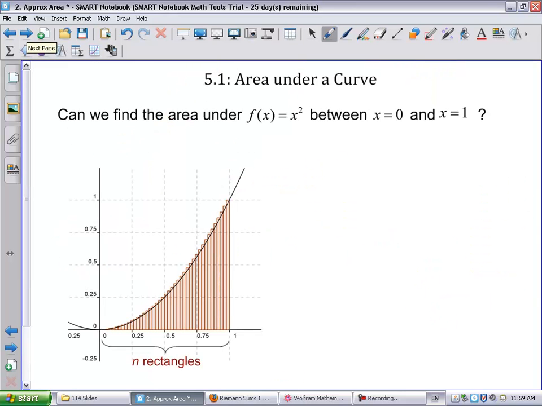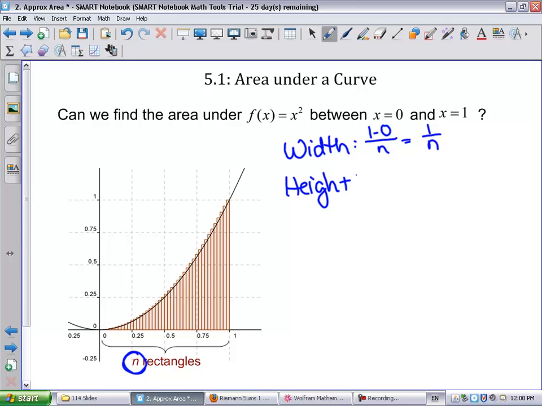And we could do the same thing even if we don't know how many rectangles there are. If we just call that number n, we could say the width is going to be, we're going to take this interval from 0 to 1 and split it up into n pieces. So the width would be 1 over n. And the height is still going to be f of x bar for each rectangle. We're going to look at rectangle number k. So that would be x bar k squared.